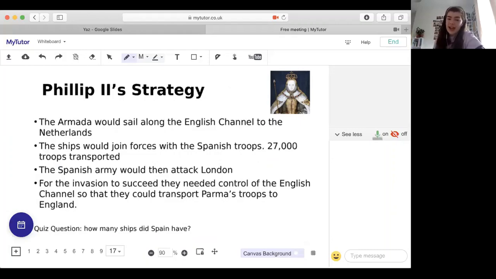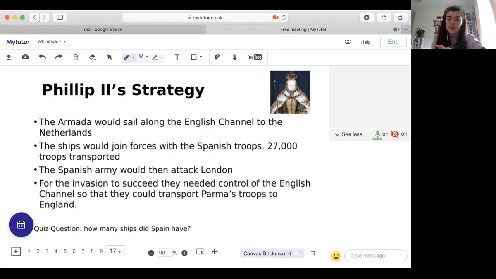So Philip II's strategy. The Armada had 130 ships and 2,431 guns. They would all sail along the English Channel to the Netherlands. This is part one. Part two, from there, the ships would join forces with 20,000 troops to Kent, which is one of the counties just southeast of London in England. The Spanish army would then attack London, end Elizabeth's reign, and establish a new Catholic government.